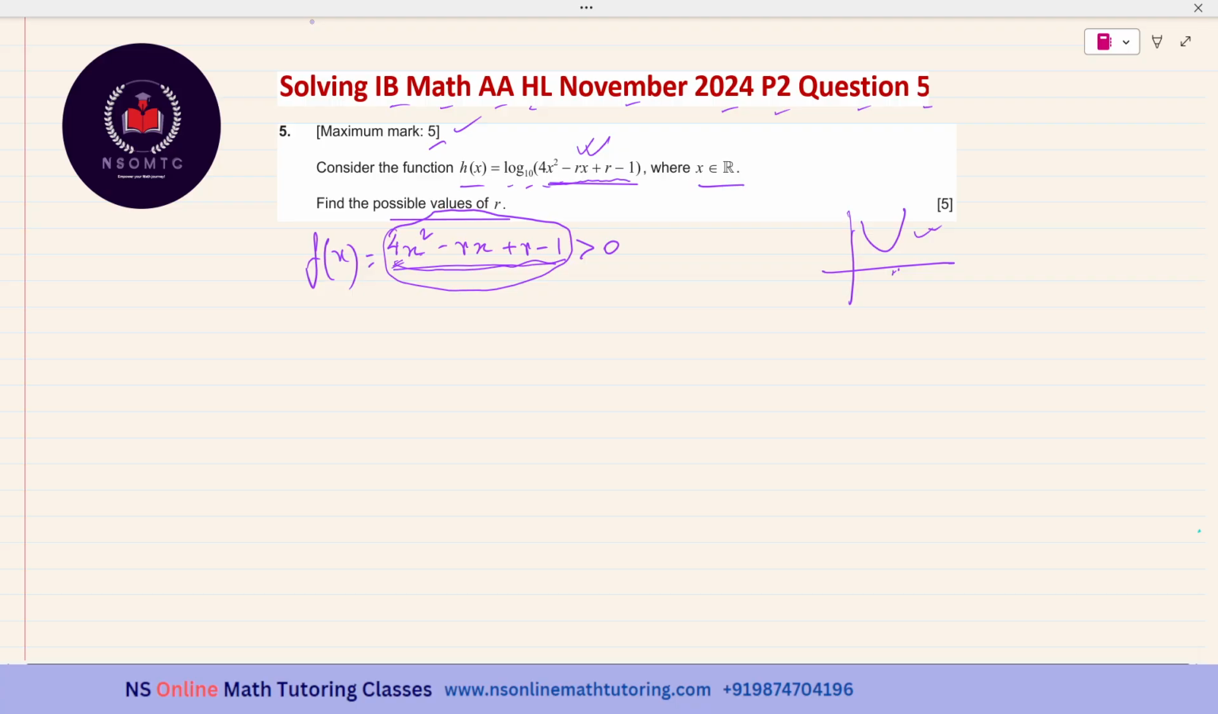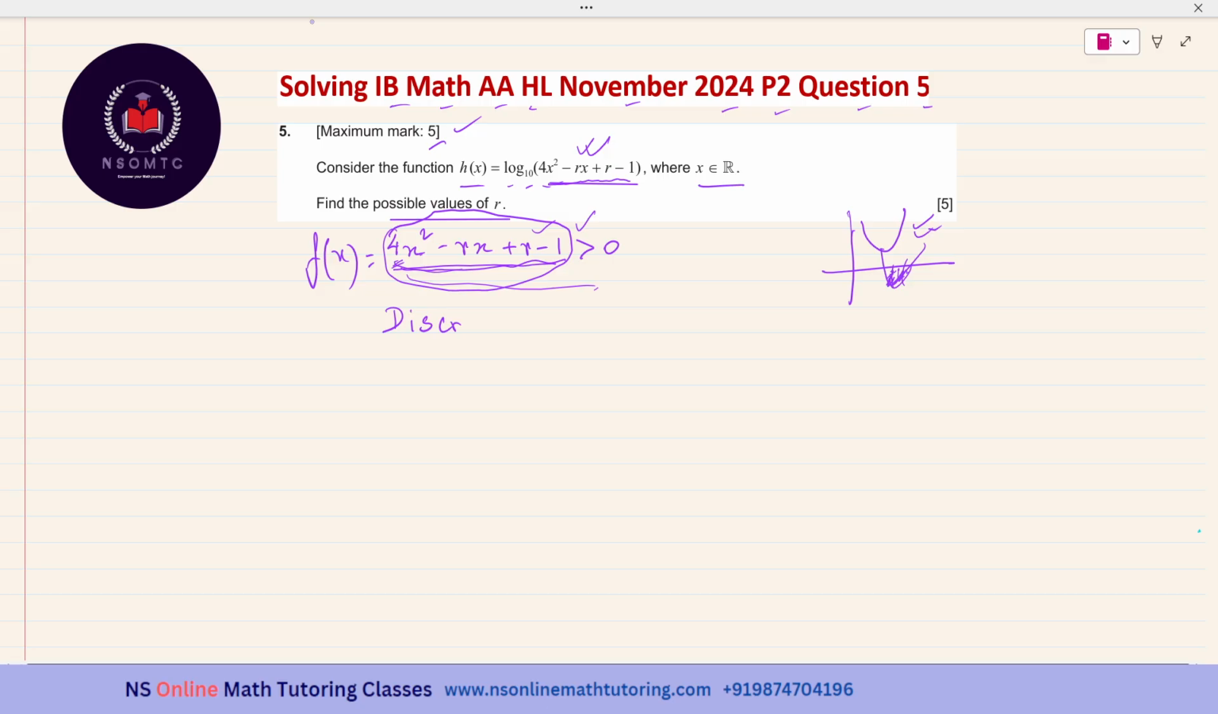If it touches the x-axis or crosses the x-axis, there will be x values for which the expression will be equal to 0 or less than 0. If it crosses the x-axis, there will be this part where, for the corresponding x values, the function value will be less than 0. But over here, we are saying for every value of x, the function value will be greater than 0. This is what you have to realize. Once you understand that the parabola will be totally above the x-axis, you will know the discriminant value should be less than 0.